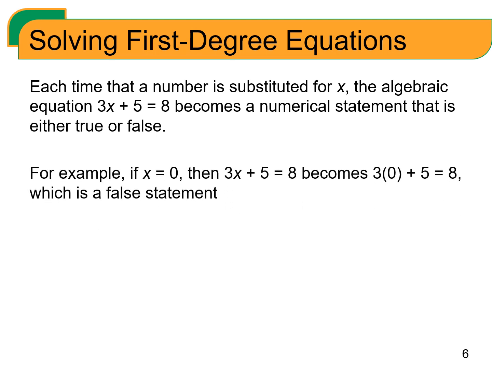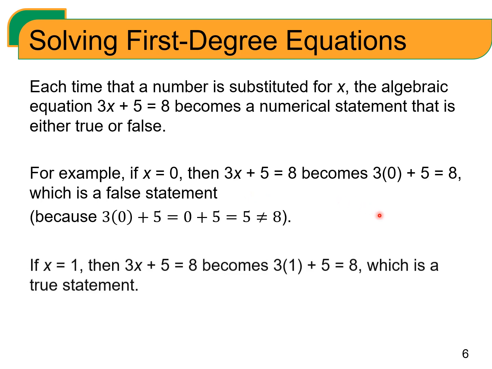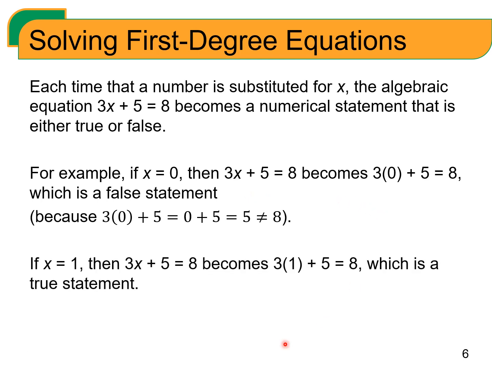For example, if x equals 0, then we replace x by 0. We have 3 times 0 plus 5 equals 8. Is that a true statement or not? Actually, it's not, because 3 times 0 plus 5 is 0 plus 5, which is equal to 5, obviously not equal to 8. So if x equals 0, this statement is a false statement. However, if x equals 1, then 3x plus 5 equals 8 becomes 3 times 1, which is 3, plus 5 equals 8, which is a true statement.